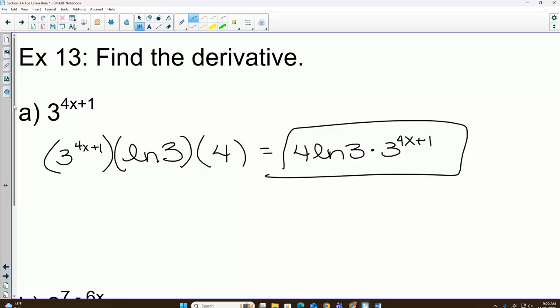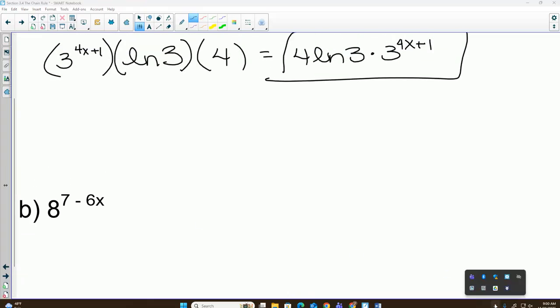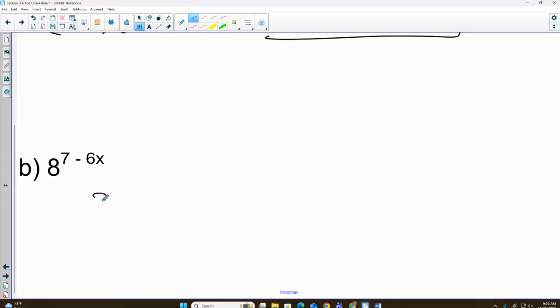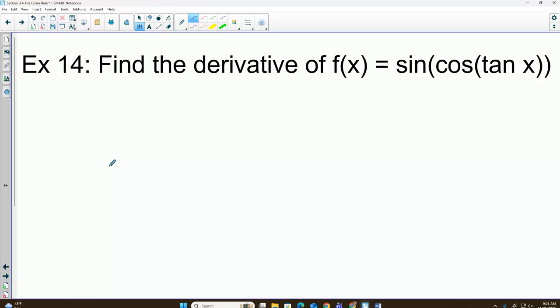I want you guys to do b. So the derivative of 8 to a power, you still have 8 to that power, times the natural log of the base, times the derivative of the exponent. So just -6 natural log of 8 times 8 to the 7 minus 6x. We get that? Okay.